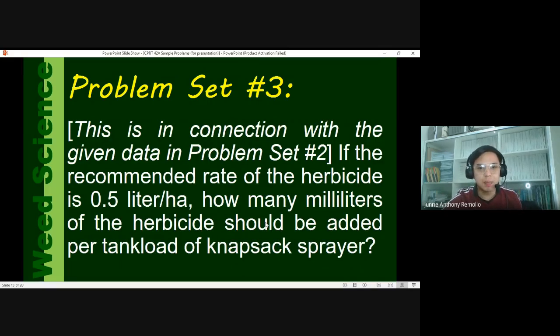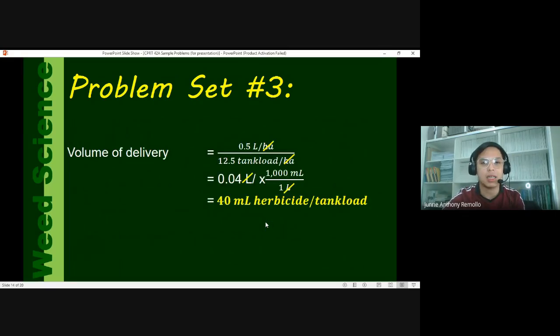The next problem. So this is in connection with the given data in problem set 2. So we will use the same given values in computing for problem set number 3. But in this case, the recommended rate of the herbicide is 0.5 liters per hectare. So how many milliliters of the herbicide should be added per tank load of knapsack sprayer?